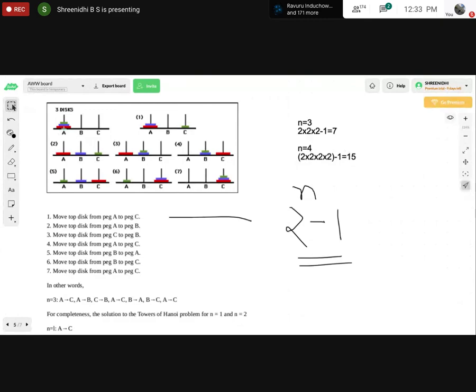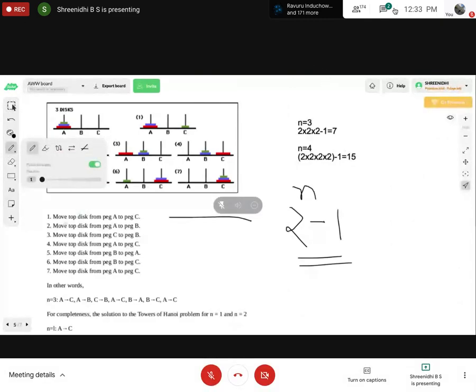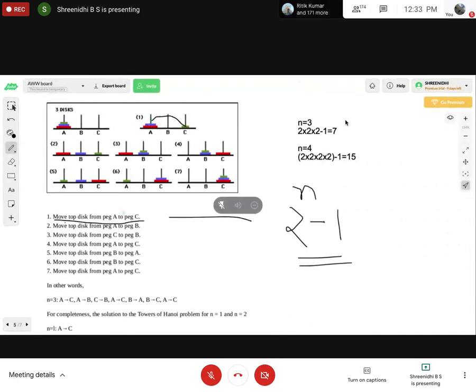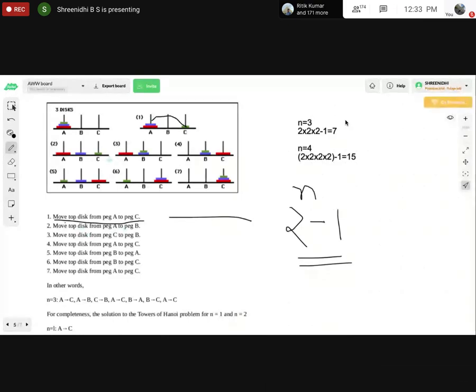So disks A, B, C, as I told. First, I'll be moving the upper green disk, disk 1, to peg C. Next, the top disk from peg A, the blue one, will go to B. Now all three disks are on A, B, C: disk 1, disk 2 and disk 3. Next, I'll be moving from B to C. As I told, I cannot move A or B to C because the main condition is I can never place a larger disk on a smaller disk, but a smaller disk can be placed on a larger disk. So I'll move this C to B. This is the step. Got it?